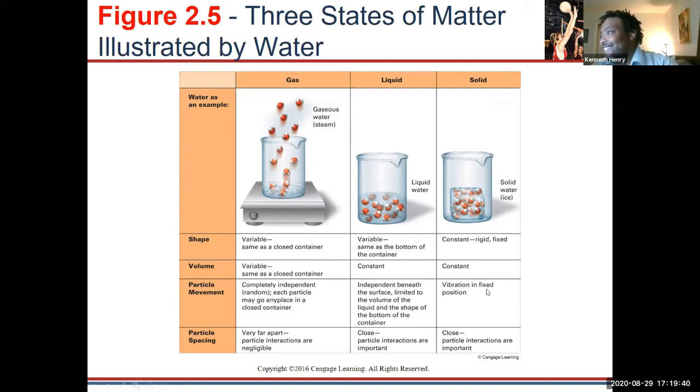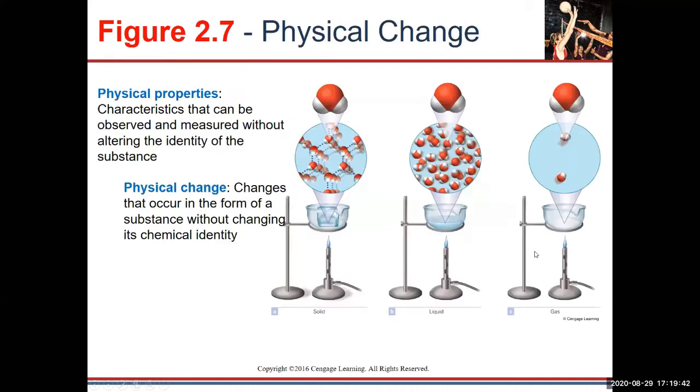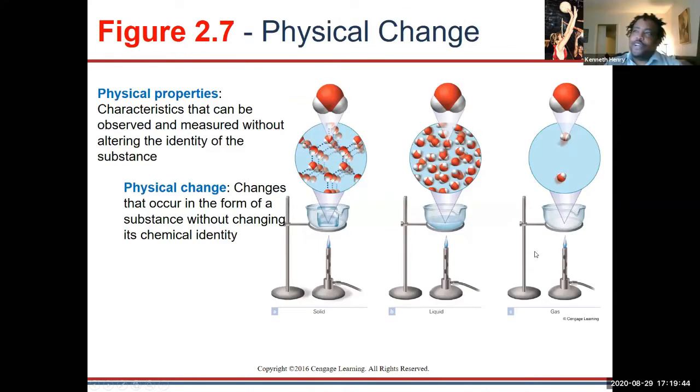I accept cash. Okay, so this is just showing you that this is a physical property, right? And the only thing that we're doing differently between the ice, the liquid, and the gas is that we're changing the temperature. And as a result of that, we get a physical change. Okay.